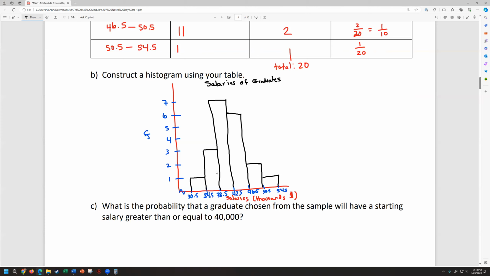So notice there's my histogram. And this is a mostly symmetric histogram. It kind of looks like a mound or a hill, okay?